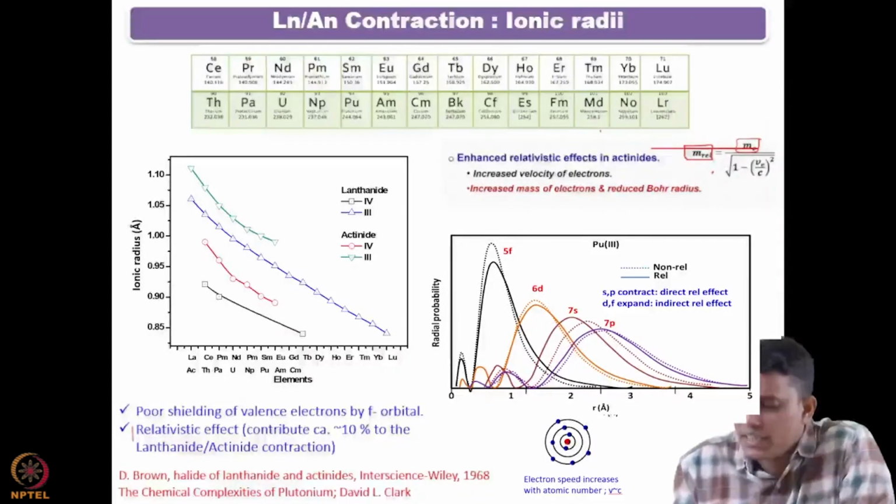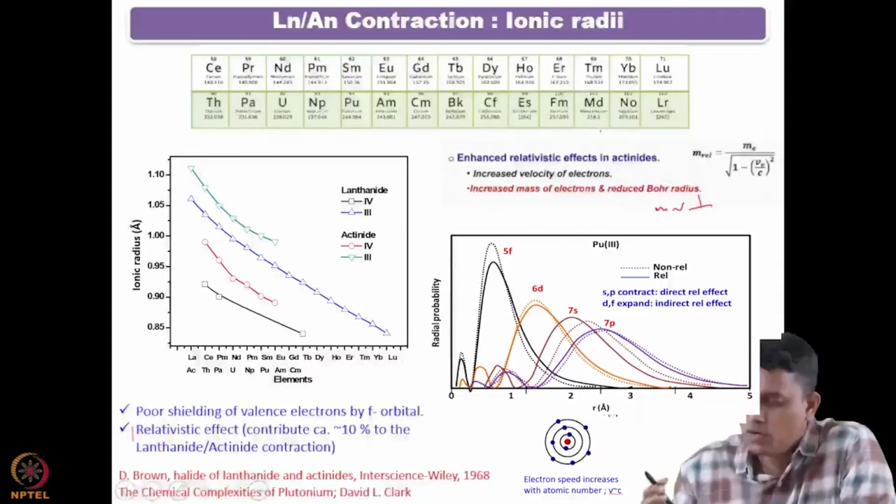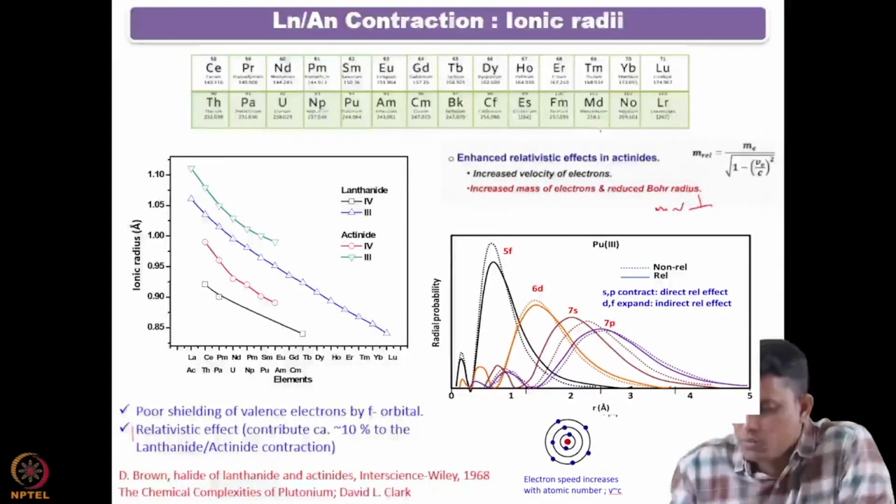And if you compare them, when your v is going close to c, the relativistic mass of the electron keeps on increasing, and the relativistic mass and the Bohr radius are inversely proportional. When the mass is increasing, the Bohr radius is contracting. And this effect is very much prominent for s and p orbitals. So you can say that s and p orbitals will try to contract, but when we talk about the other two, that is d and f, they feel the opposite effect.